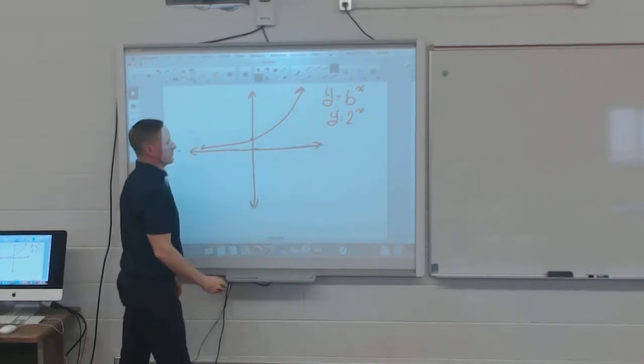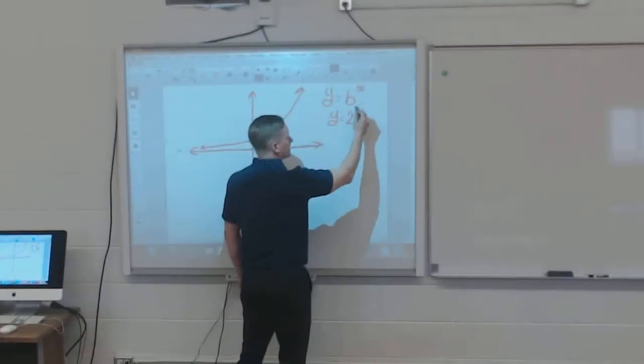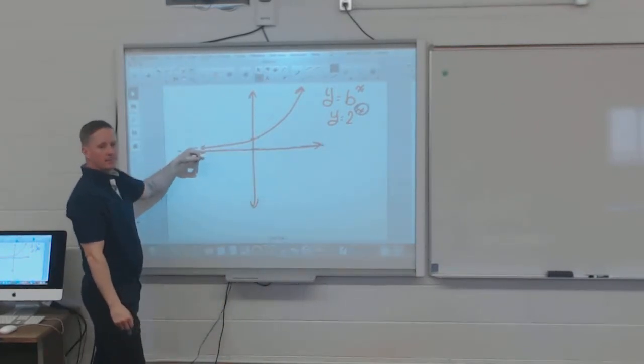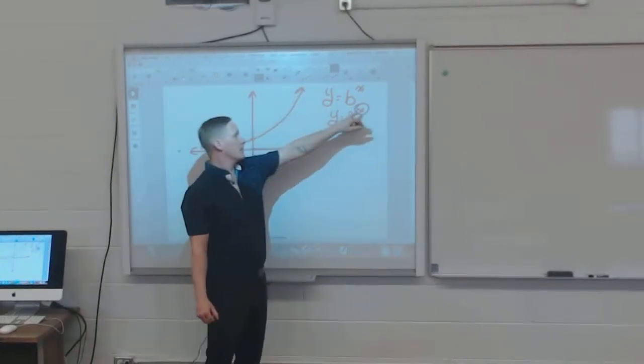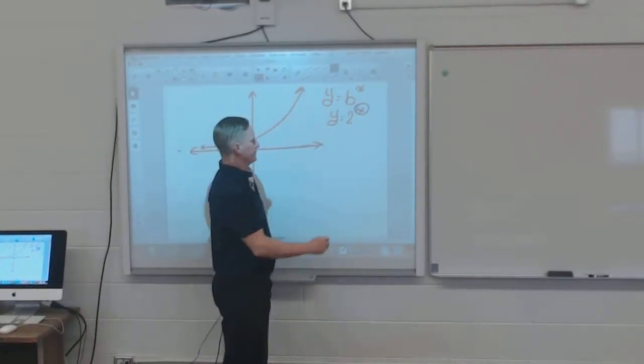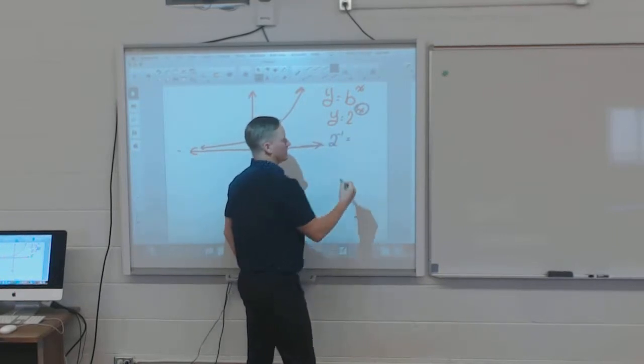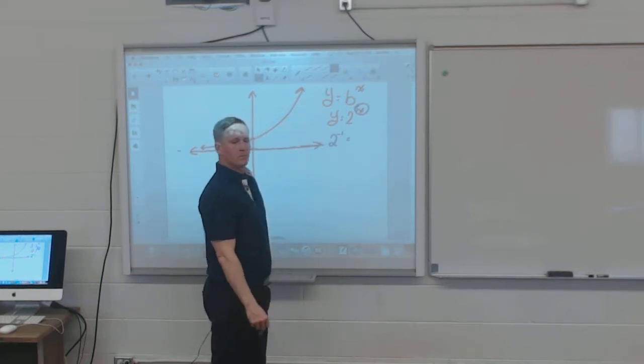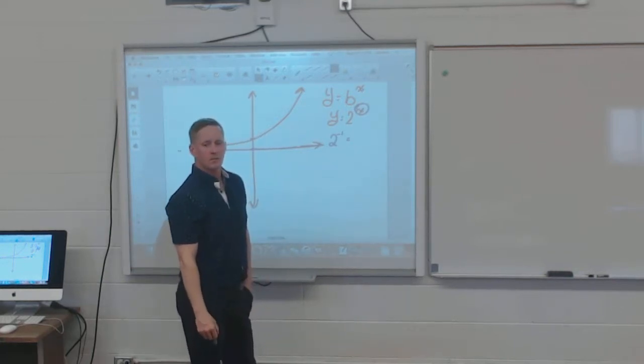Now I want you to think about this for a second. I'm looking at this as an exponent right here, as these values become smaller negative values. So let's start with this. 2 to the negative 1 is what? What does that equal? What's 2 to the negative 1?